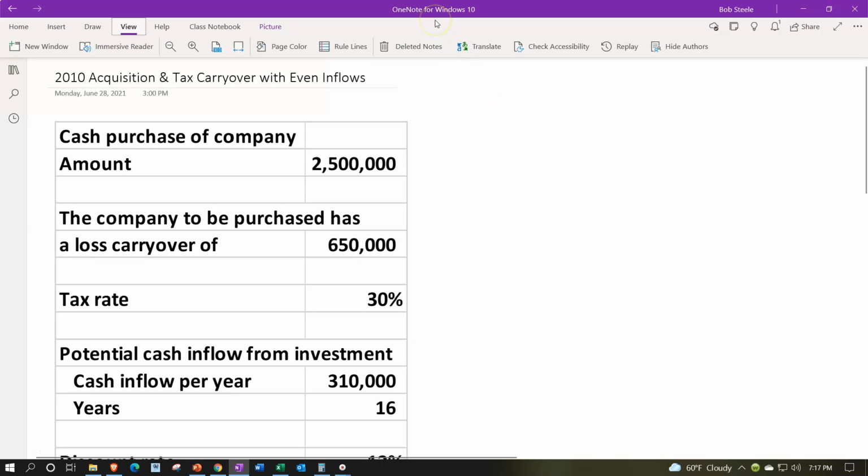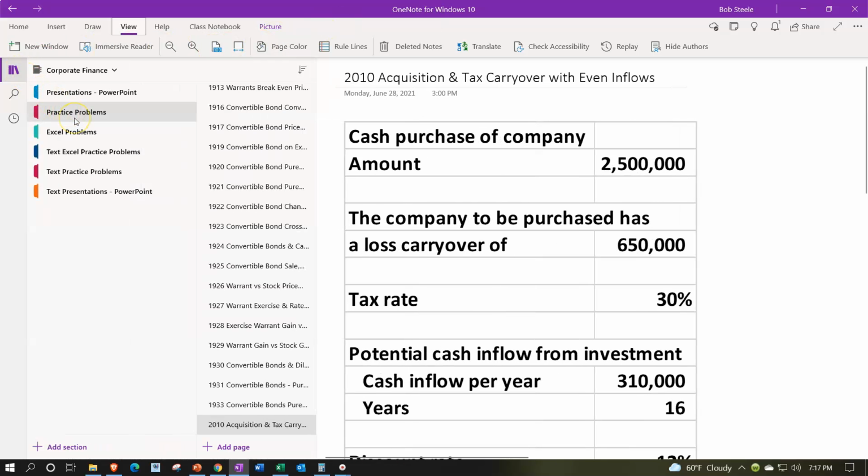Here we are in OneNote. If you have access to OneNote and would like to follow along, you're not required to, but if you would like to, we're in the icon on the left-hand side, the Practice Problems tab, down in the 2010 Acquisition and Tax Carryover with Even Inflows tab. Also note, when using OneNote, look at the Immersive Reader tool.